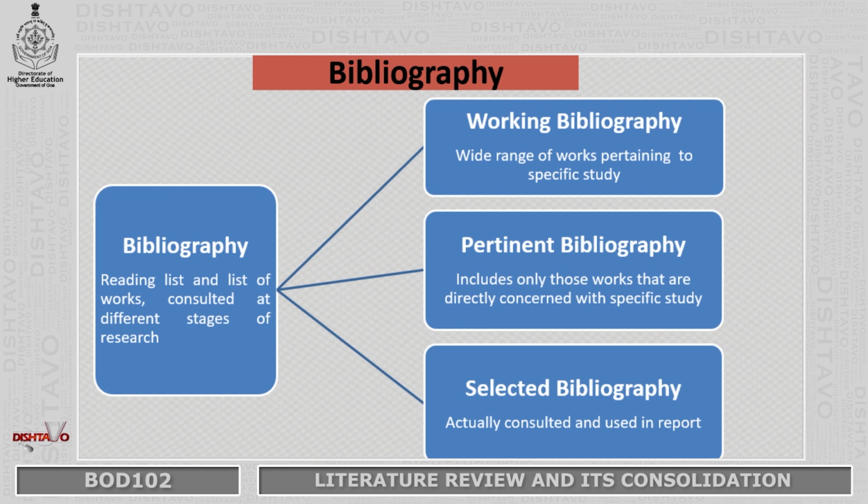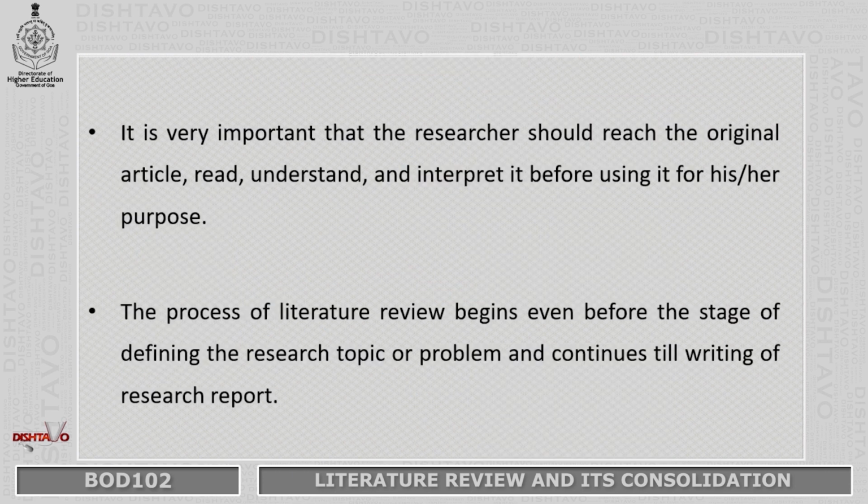Let us now understand what is the meaning of working bibliography. This is the wide range of works pertaining to specific study. Pertinent bibliography includes only those works that are directly concerned with the specific study. And selected bibliography refers to actually consulted and used bibliographies that are used in the research reports.